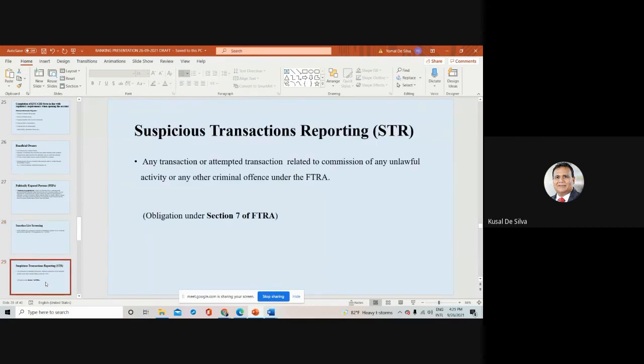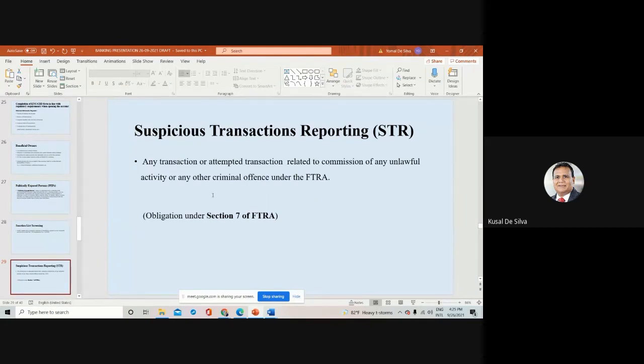I have explained to you what STR means. STR is suspicious transaction reporting: any transaction or attempted transaction related to the commission of any unlawful activity or any other criminal offense under the FTR, the Financial Transaction Reporting Act. This is an obligation under Section 7 of the FTR. I told you the FTR is a very, very important act, number 6 of 2006.